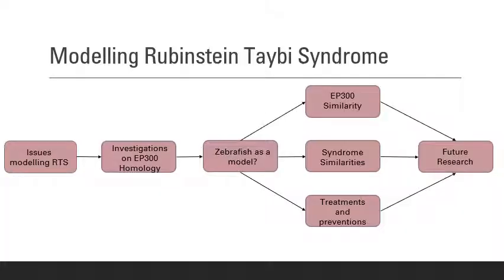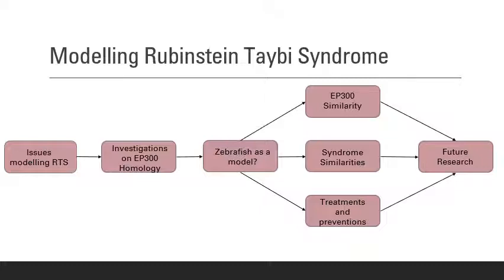And so based on these issues with modeling RTS, this is where our researchers come into play. They noted that there are these issues with modeling RTS in all of our favorite model organisms, and so this led them to investigate EP300 homology within a variety of organisms, and eventually they landed on zebrafish, another important model organism in developmental biology. They were really asking the question, okay, could we use this as a model?